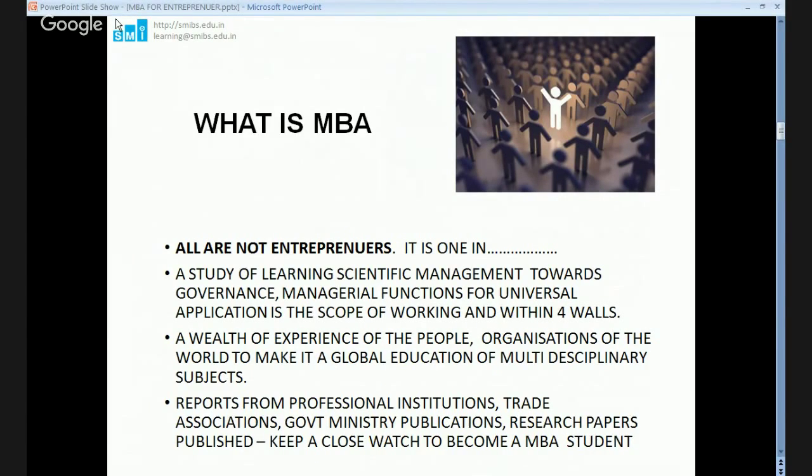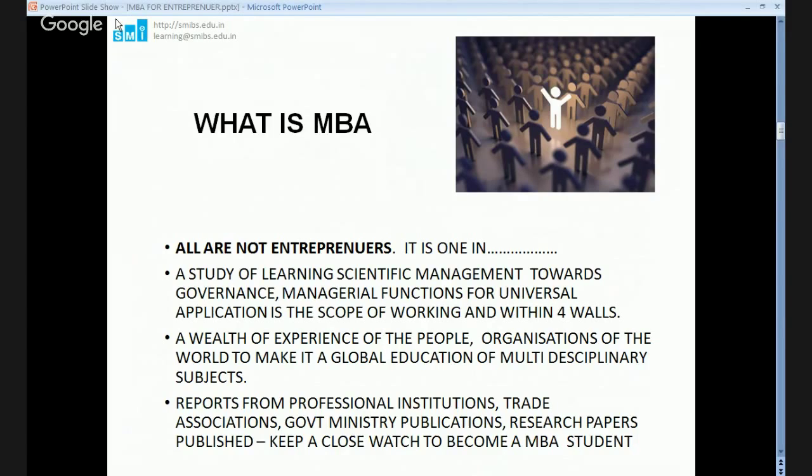What is MBA? Why do we have to study MBA? MBA is a postgraduate study which is oriented to develop entrepreneurs. All the subjects in the 4 semesters of the MBA course, you find every subject is important for making decisions in the proper way. Everyone wants to win in the game. MBA is a study of learning scientific management towards the governance of managerial functions for universal application. You see, management is a study which is available within 4 walls, but its application is beyond the 4 walls.